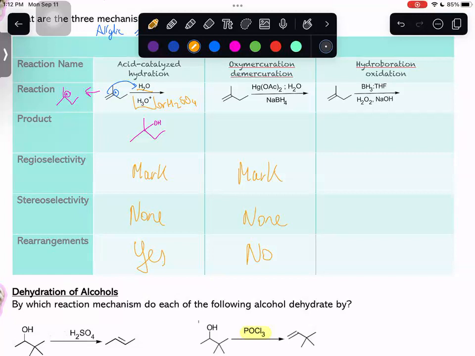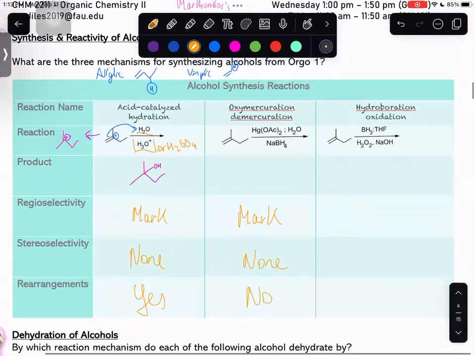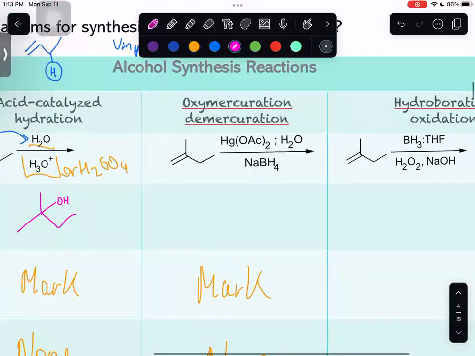It's expected of you to just do it on your own. They're not going to tell you that you're doing a rearrangement in this case. You just have to do it, but only whenever you see a full positive charge. If it's delta positive, that's not a carbocation, you're not doing any rearrangements, okay? Keep that in mind.